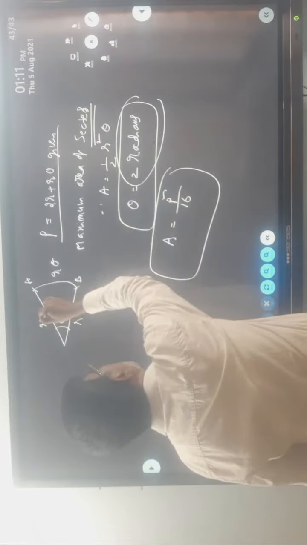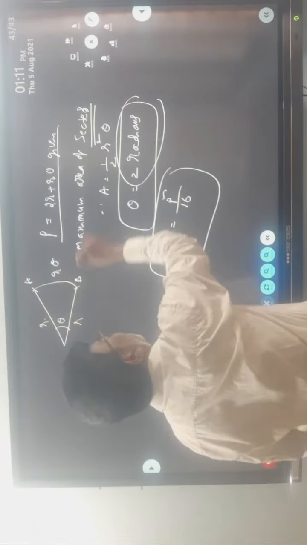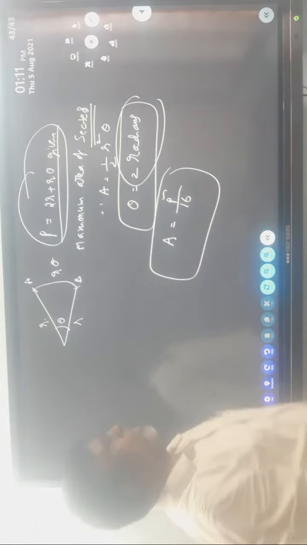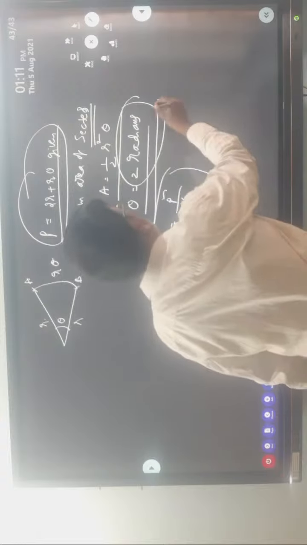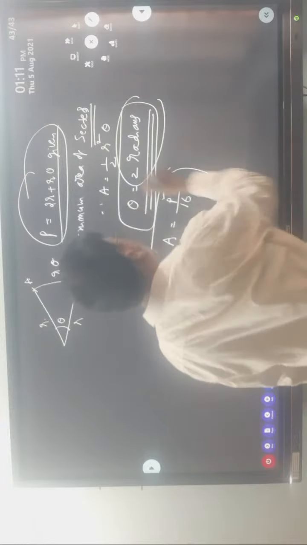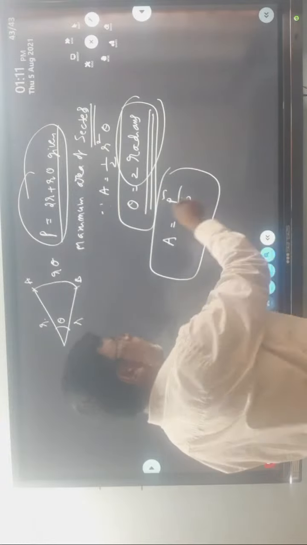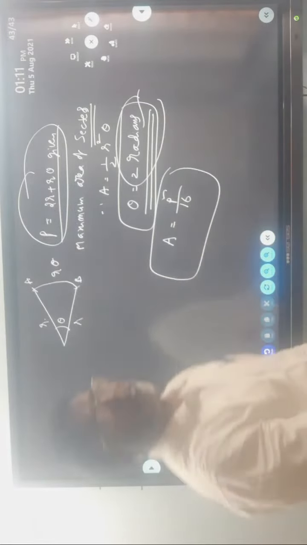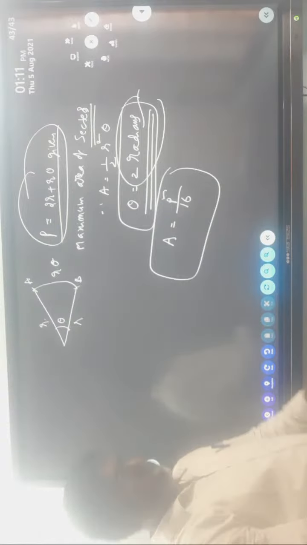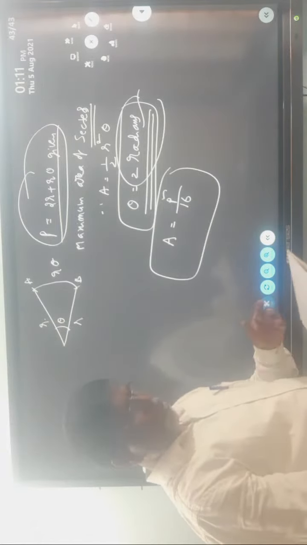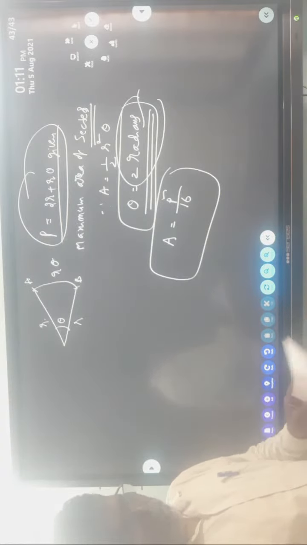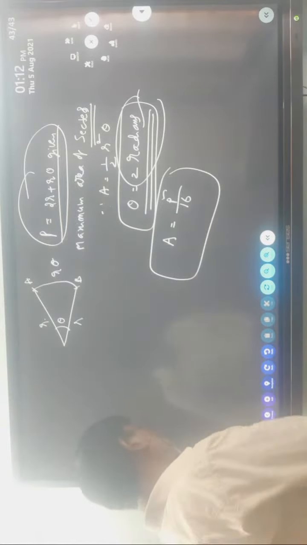What is the perimeter? 2R plus R theta. This is the perimeter given. So for the maximum area of sector, the sector angle theta is always 2 radians, and A equals P square by 16. This very important shortcut formula we are using. There are so many shortcut formulas, but this is a very important one. Let me explain some problems. One more shortcut is there.